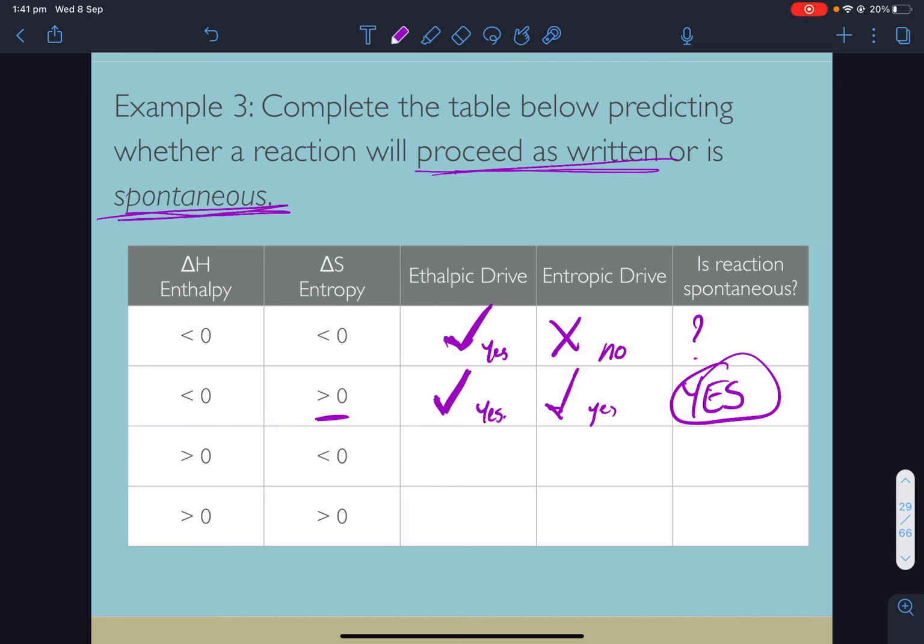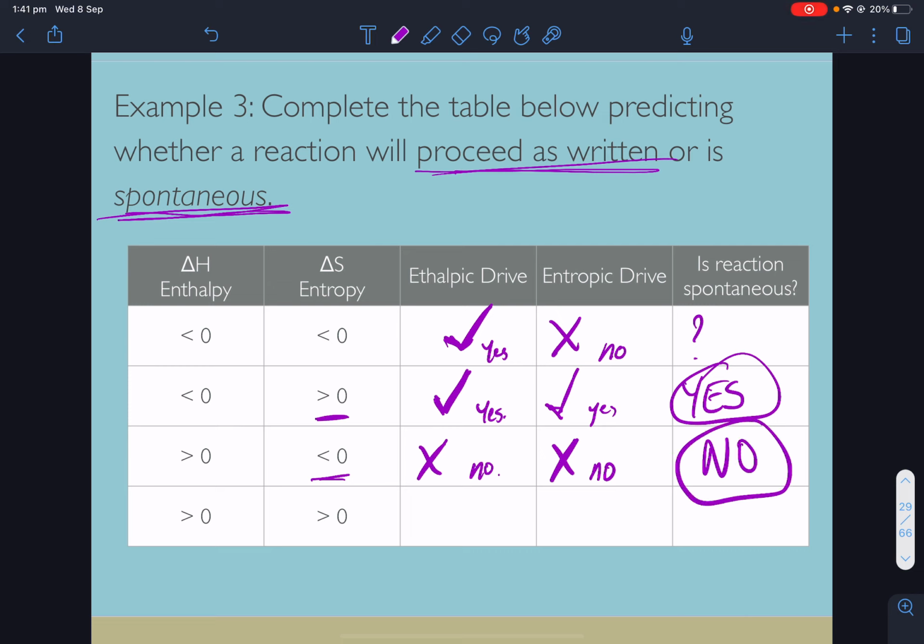All right, the third row, we've got the enthalpy being greater than 0. We've got an endothermic, so it's going against what nature likes for enthalpy. So there's no enthalpic drive, okay? Entropy is decreasing. That's not what entropy likes to do. It likes to increase, so there is no entropic drive. So neither enthalpy is pushing the reaction to happen or entropy. So is the reaction spontaneous? No, neither of them are pointing in the same direction. So it's a no, big no there. This reaction with these conditions for enthalpy and entropy, never spontaneous. Put them together, not going to happen.